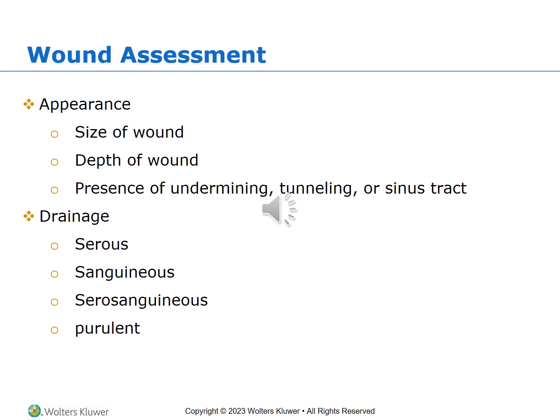You also want to describe the drainage. So is it serous, sanguineous, serosanguineous, or purulent drainage? And that's on page 1171. There are 4 bullets that describe each of the drainage. I know we did go over that in lab. However, you want to be familiarized with these drainages. You need to know them. You will see them again. Okay?